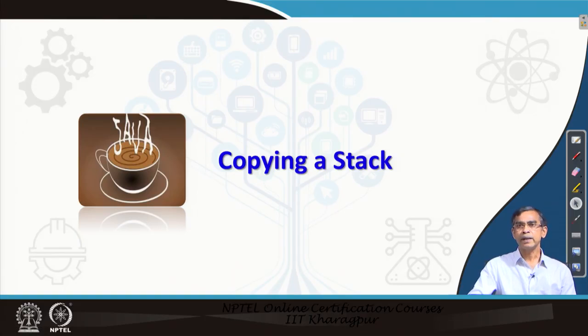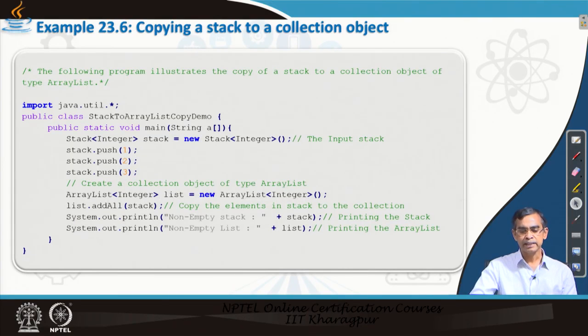Now opposite operations can also be there. In the last example we learned how a collection can be added into a stack. The opposite operation is how a stack can be copied into a collection. So let us see an example for this. This example shows stack to ArrayList copy. That means given a stack, we want to copy all the elements present in the stack to a collection. The collection is an ArrayList.